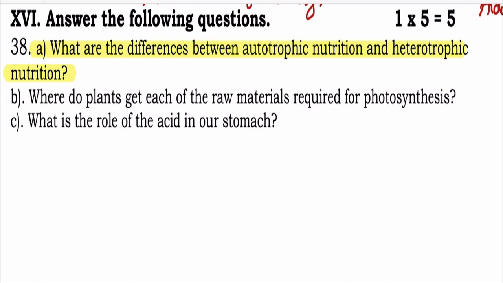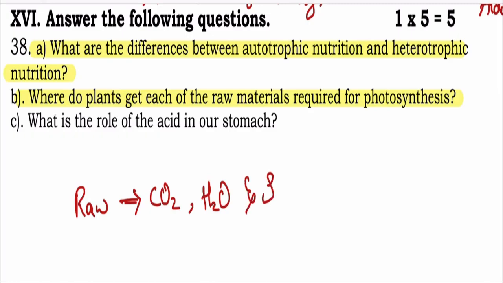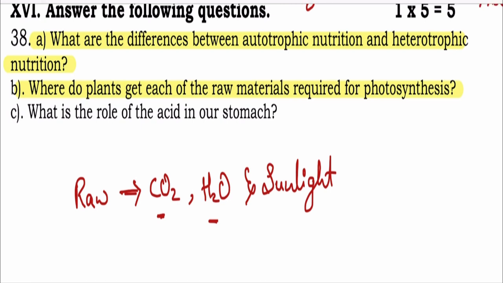Okay, next question. Where do plants get each of the raw materials required for photosynthesis? When we talk about raw materials, they are carbon dioxide, water, and sunlight. So the sources are, for carbon dioxide it is the atmosphere, for water it is the soil, and the roots will absorb it, and for sunlight, the leaves. In leaves there is chlorophyll which absorbs sunlight, and for carbon dioxide, the stomata will absorb it.